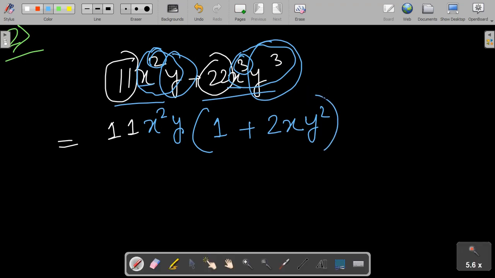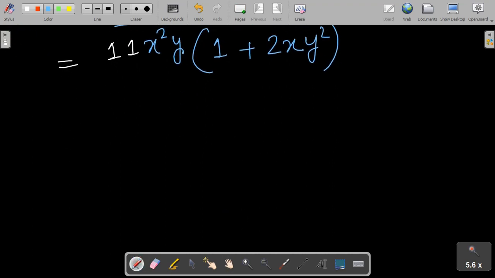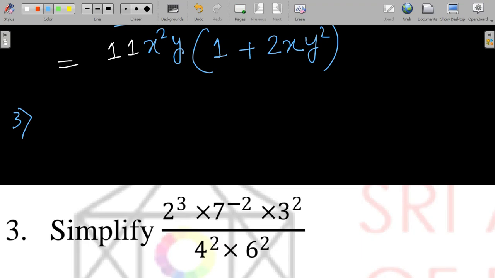Okay, moving to the next question. Next is question number 3, and in that question it was asked to simplify a term. One expression was given: 2 cube cross 7 to the power -2 cross 3 to the power 2, whole divided by 4 square into 6 square.